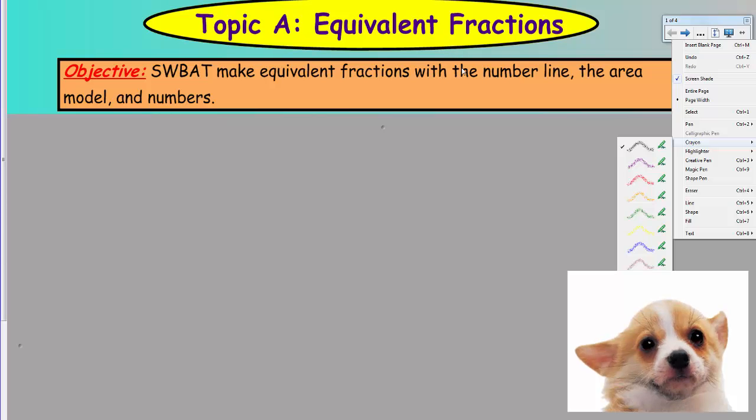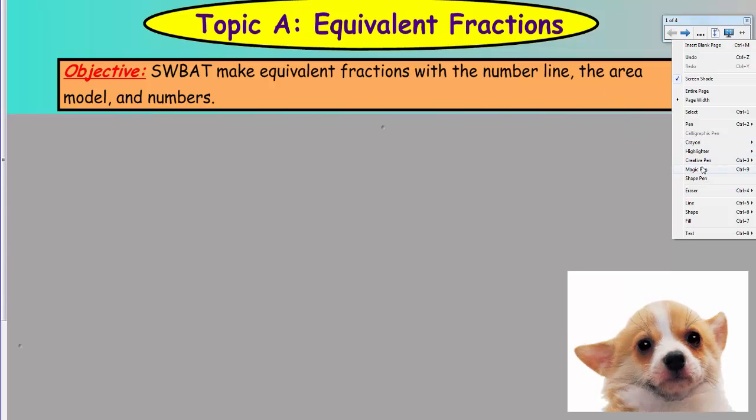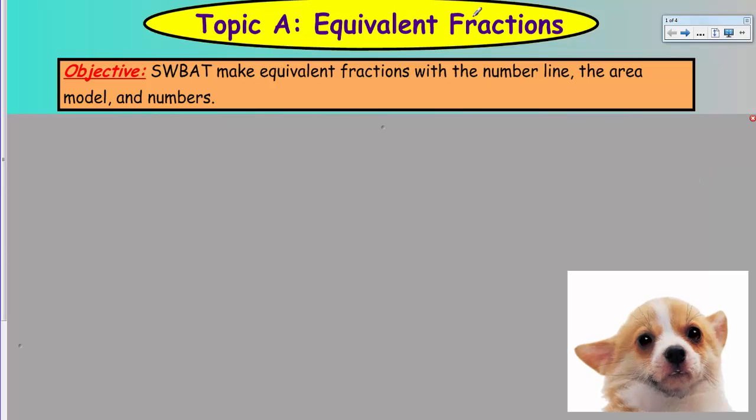Now we're covering a whole new area, my friends. Fractions. We've been working with decimals quite a bit. And what am I doing here? I look really, really lost. Magic pen. There we go. So anyways, this is what we're looking at now.